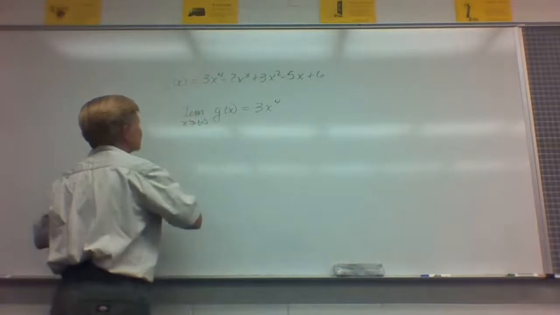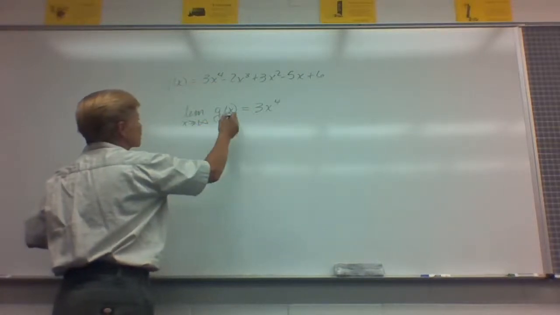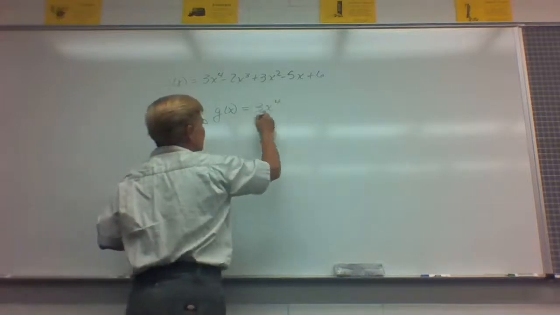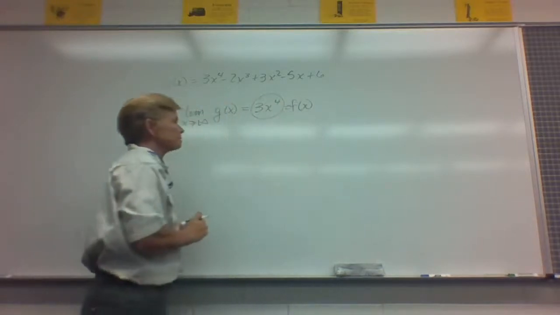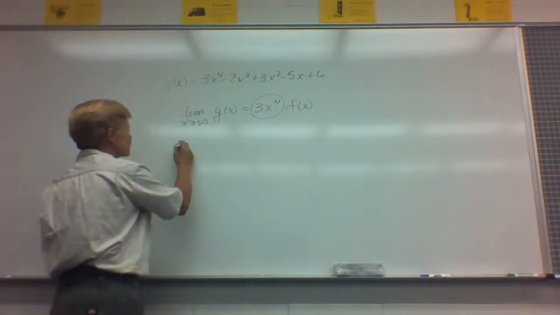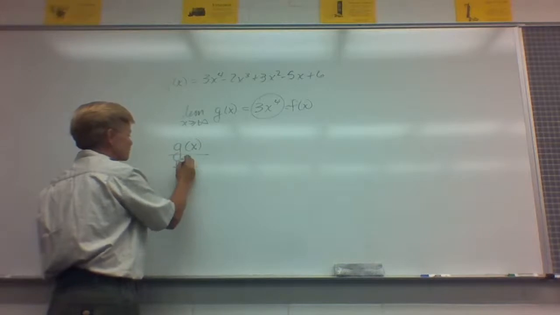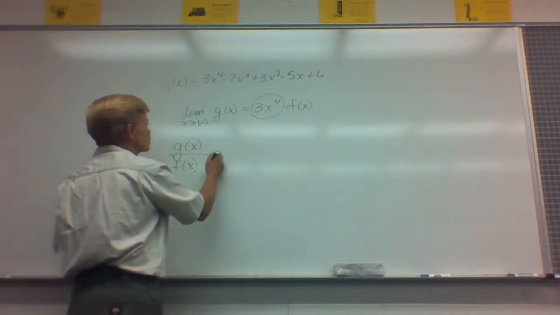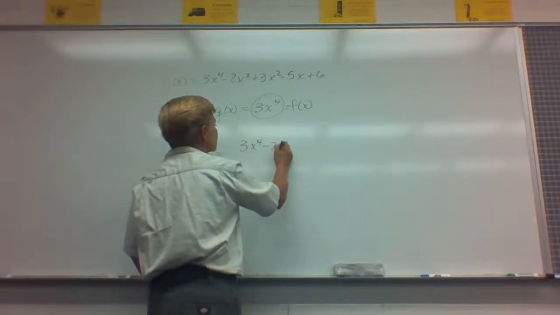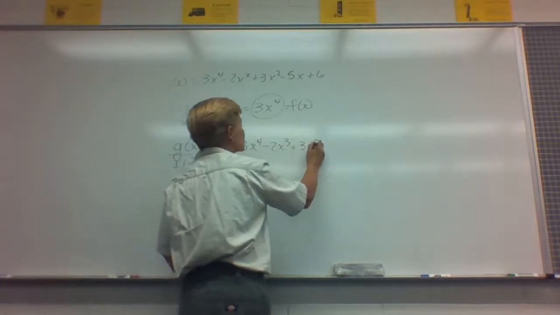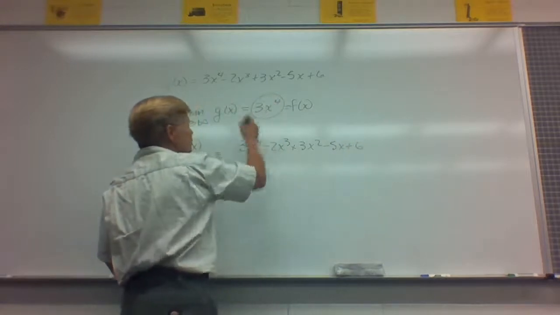If you take, we're going to call this new function that we settled on, this guy right here, f of x, so that we can refer to it easily. If you take g of x and divide it by f of x, here's what you get. 3x to the fourth minus 2x cubed plus 3x squared minus 5x plus 6, all over 3x to the fourth.